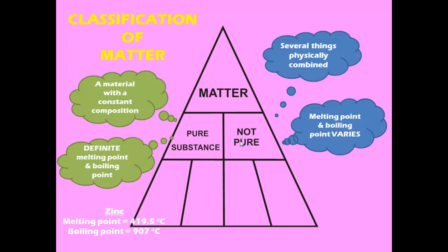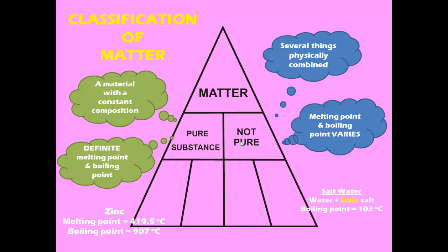If we were talking about the metal zinc, zinc always has a melting point of 419.5 degrees Celsius, and the boiling point is always 907 degrees Celsius. The only time that those numbers would vary is if the atmospheric pressure were to vary or change. In other words, unless you're in the mountains of Denver, Colorado, these melting points and boiling points will always be consistent.